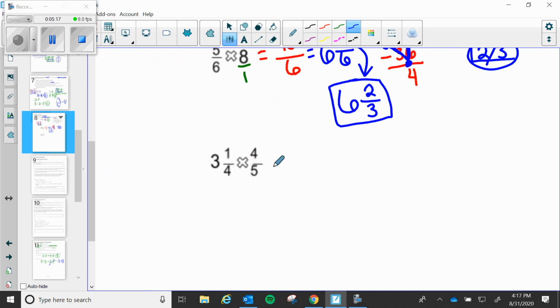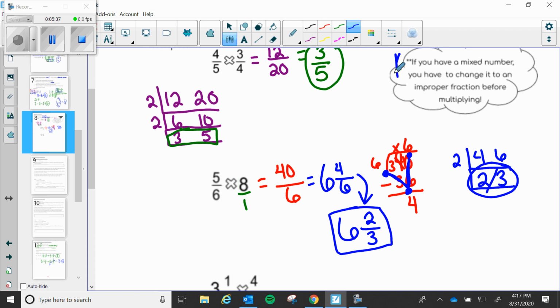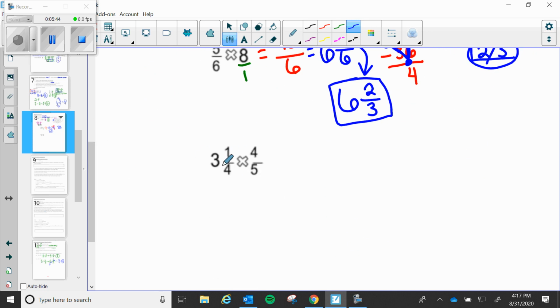Let's scroll down just a little bit more to our last example. We have a mixed number times a fraction. So you have to change your mixed number to an improper fraction. It says it up here in this little bubble. If you have a mixed number, you have to change it to an improper fraction before multiplying. You can't just leave this 3 by itself. You have to make it an improper fraction. And the way that we do that is by our around the world method.